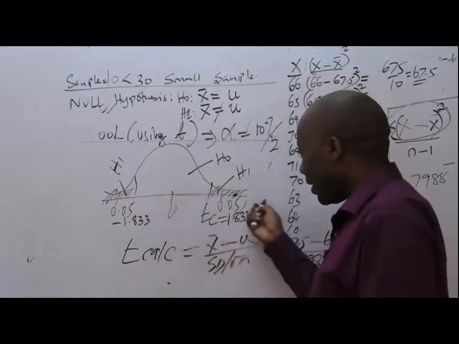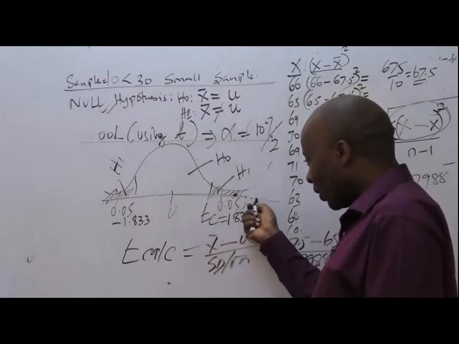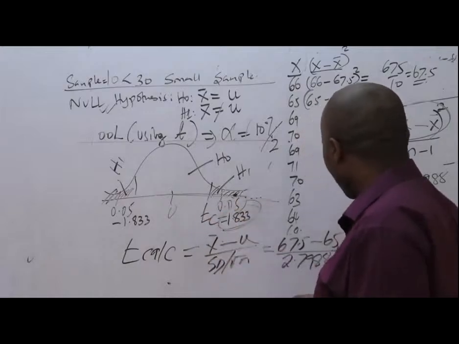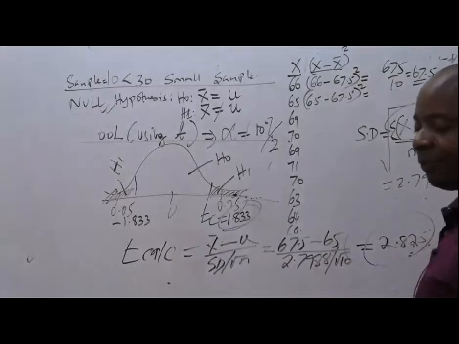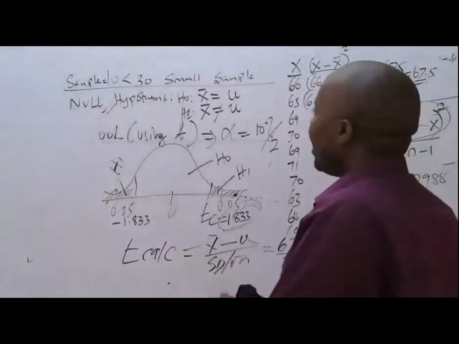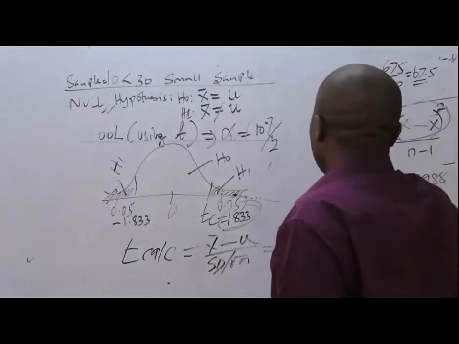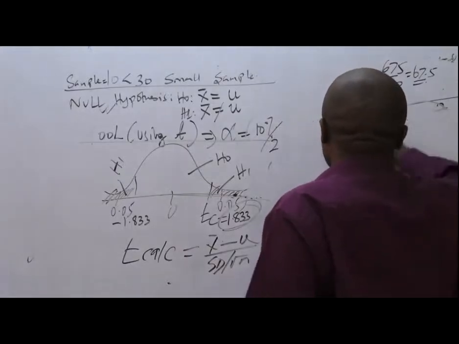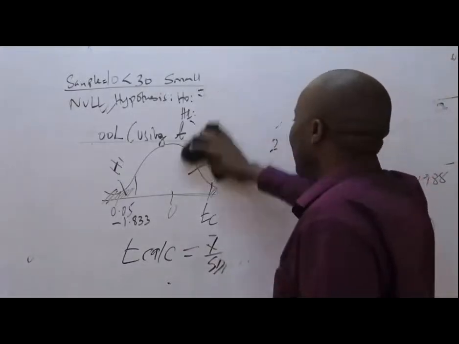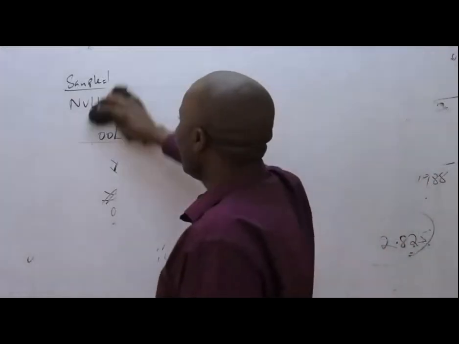This is the number line, right? 2.8 is on the right-hand side of this, bigger like that. So this falls on the shaded region, and therefore we accept H0.